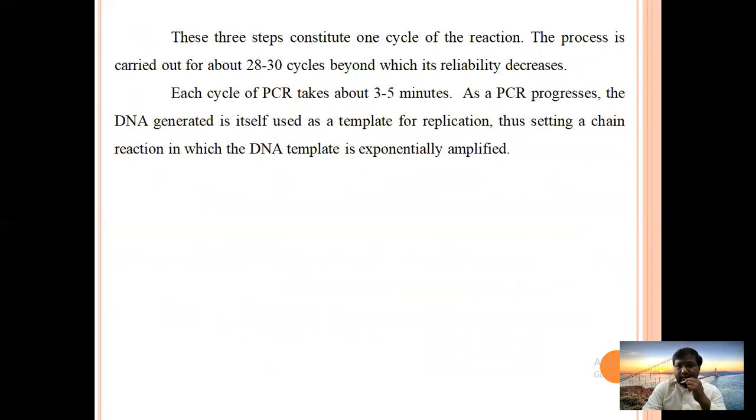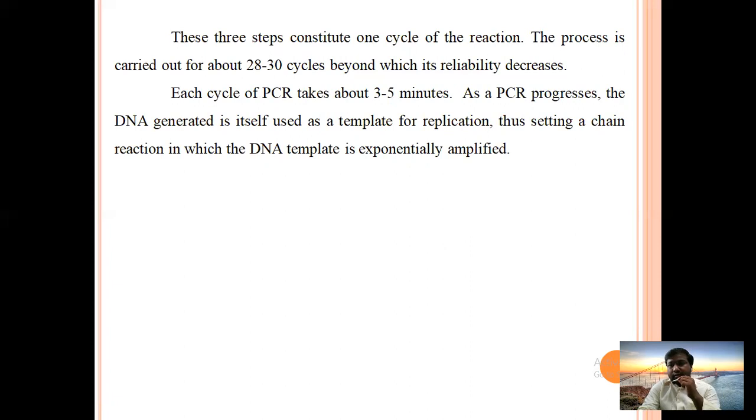These three steps constitute one cycle of the reaction, in which from one copy of DNA two copies are formed. The process is carried out for 28 to 30 cycles, beyond which its reliability decreases. So each cycle of PCR takes about 3 to 5 minutes.